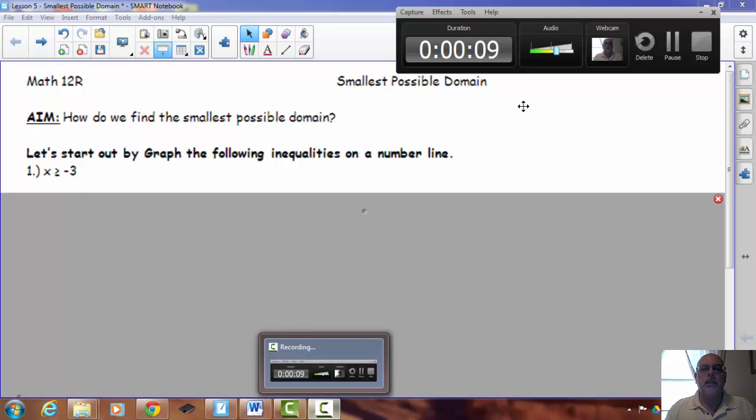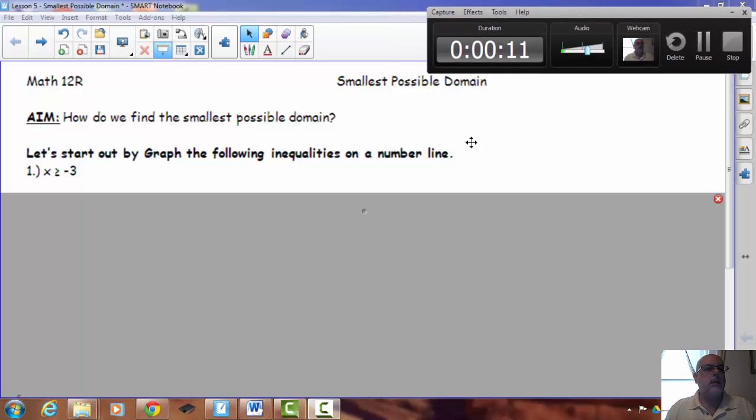We spent a couple of days looking at restricting the domain, and today, and maybe tomorrow, we'll be looking at the smallest possible domain for a particular function. So let's do a little review. Let's graph some inequalities on a number line.